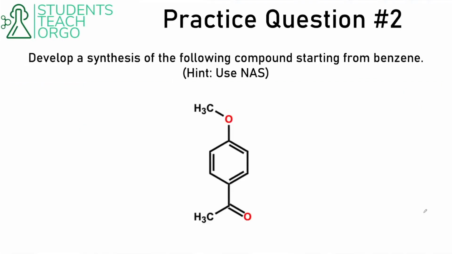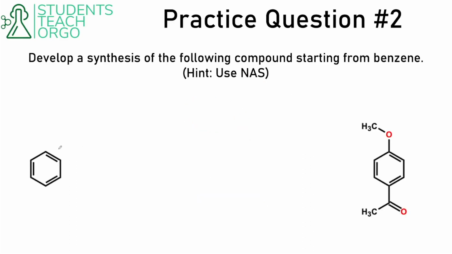Alright, let's jump right into the next practice question where we have to synthesize this molecule starting from benzene. In our electrophilic aromatic substitution video, we learned about a reaction called Friedel-Crafts acylation. So putting on this acyl group attached to the benzene ring should be pretty easy using what we learned in that video. However, we haven't learned of a way to put on a group that looks like this. So, using NAS, we should be able to figure this out.